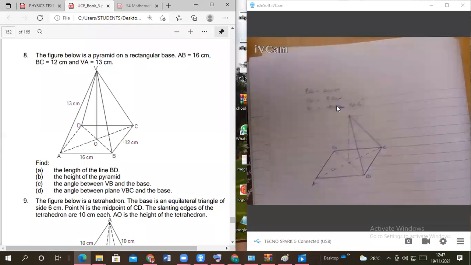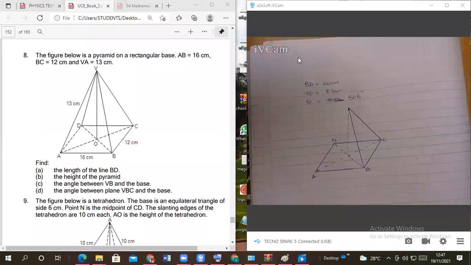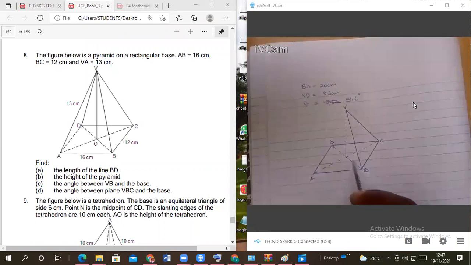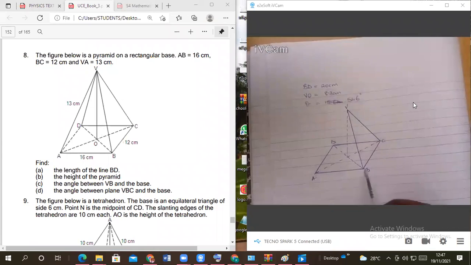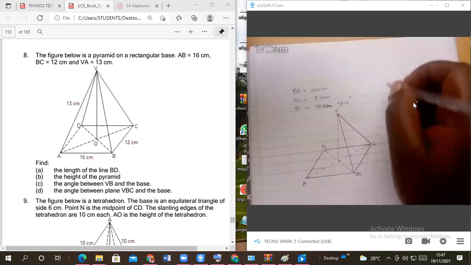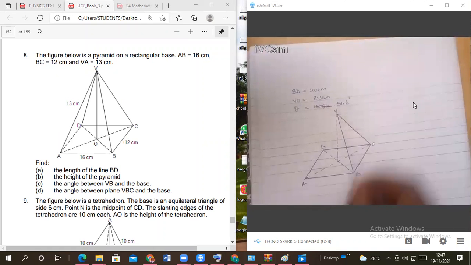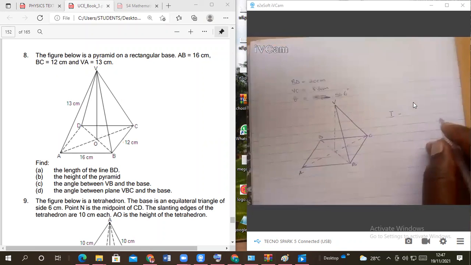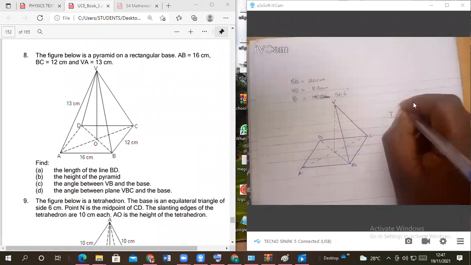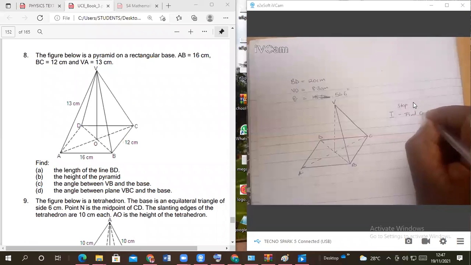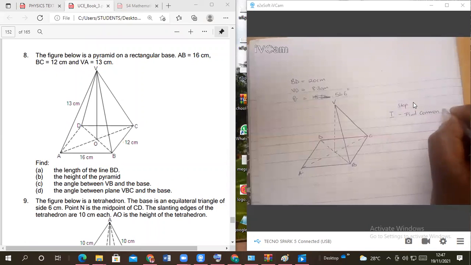So what should be the first thing for you to note if you want to get the angle between the plane VBC and the base ABC? What should be the first thing? Step one is? Find the common line. Very good. Find the common line.